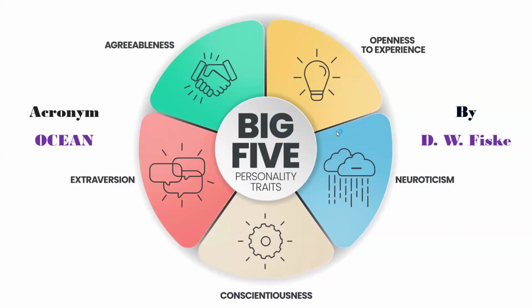Then we have the Big Five personality traits. The acronym for it is OCEAN. It was given by D.W. Fiske. OCEAN stands for: O is for openness to experiences. C is for conscientiousness. E is for extroversion. A is for agreeableness. And N is for neuroticism. They'll simply ask you the full form of OCEAN, nothing else.